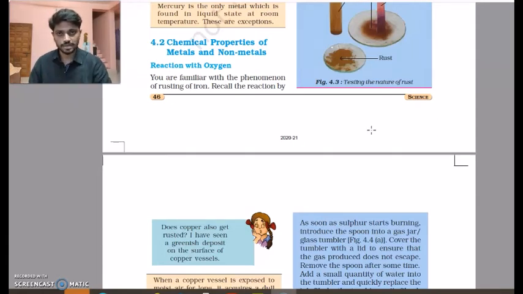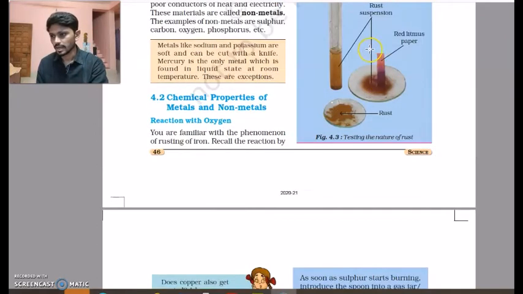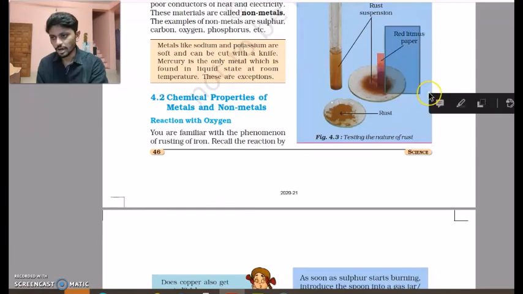So let us see what happens if we try to place a blue litmus paper and a red litmus paper. What you will observe is, if you try to place a red litmus paper on the metal oxide, here, if you see, they have put a red litmus paper on the rust of iron.